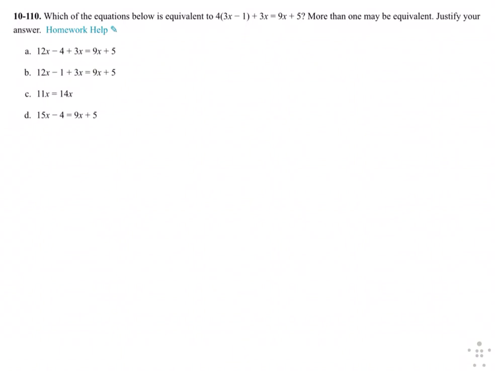Okay, they want to know which of A, B, C, and D are equivalent to this equation. Equations are equivalent when they have the same solution set, right? So let's solve this and see what that is.